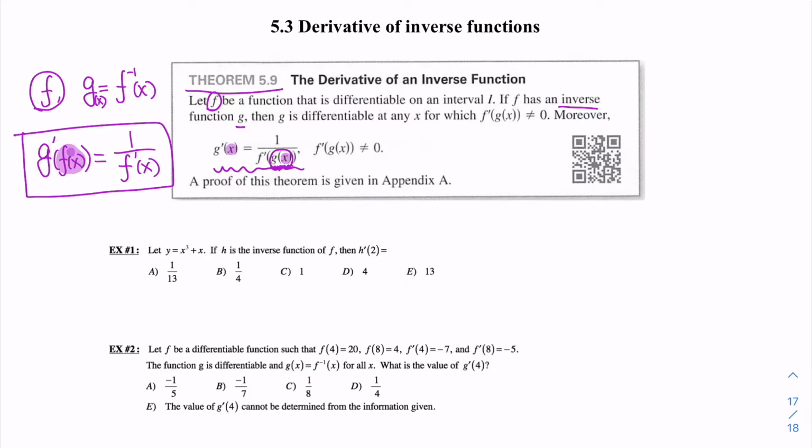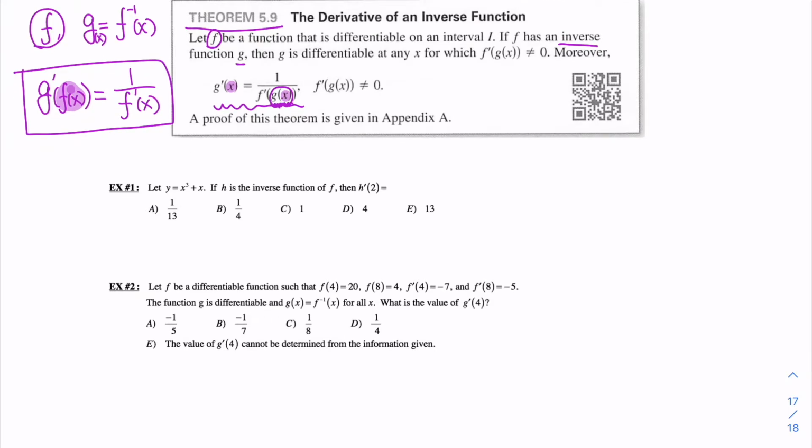Let me show you some examples. When we solve inverse function derivatives, the first step is always write down the formula. So given example 1, y equals x cubed plus x, and h is the inverse of f. So this h is the same thing as our g there. On the test, first you write down g prime of f of x equals 1 over f prime of x. And in this problem, g is the same thing as h. So h prime of f of x will be 1 over f prime of x. Write this down first. So we are looking for h prime of 2.